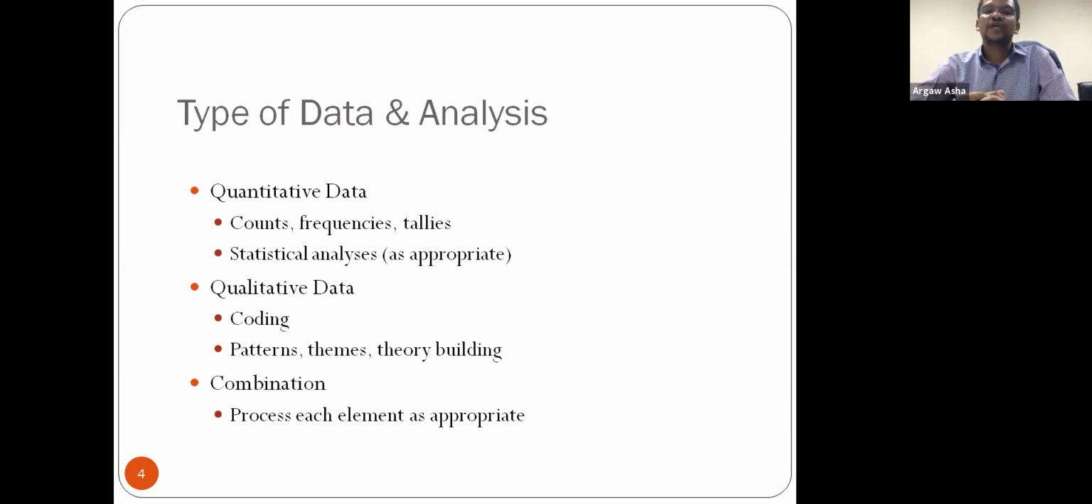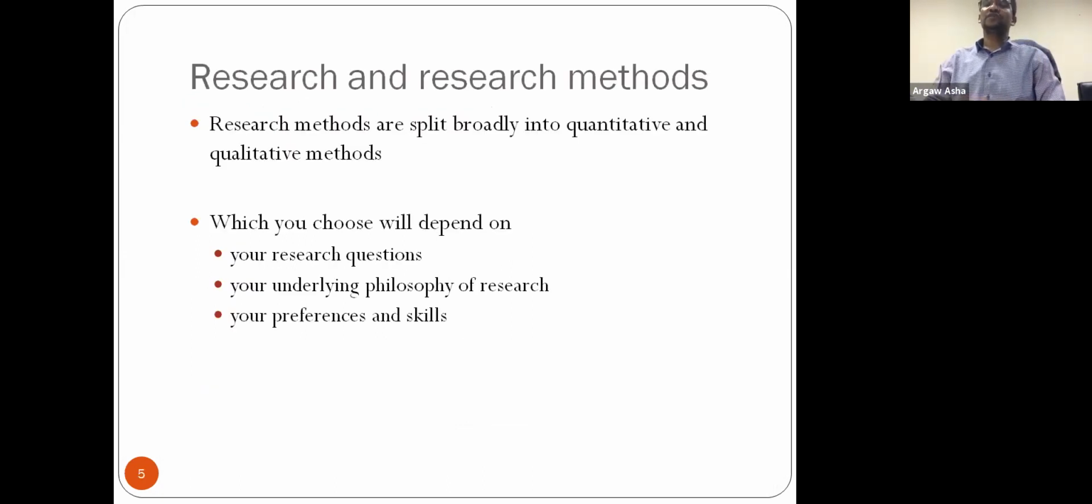And then we can have qualitative data. Qualitative data basically focuses on theory. So you are building theories. You can give some coding for your sample analysis. And finally, you can use a combination of the two. Some of the data need quantitative and another may need qualitative data. Either you can use qualitative or quantitative data. That depends on the research questions.